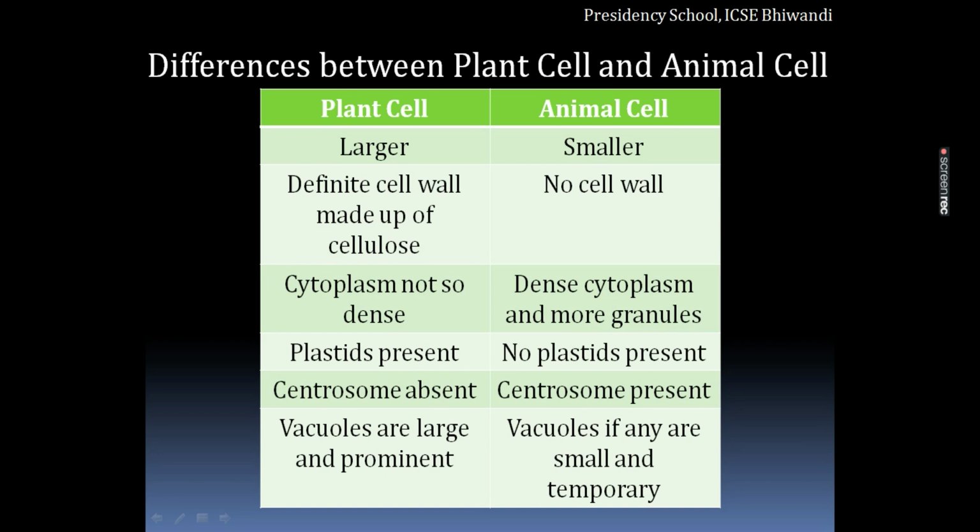In plant cell, the vacuoles are large and they are prominent. As they are the autotrophs, they prepare their own food, so they save their food, helps in storage. And how they store? They store it in the form of starch. Animals are not autotrophs, they are heterotrophs. They are dependent upon other organisms for the survival. That's why the vacuoles are absent. But if they are present, they are very small and they are temporary. So this is just a summary of the differences in between the plant cell and the animal cell.